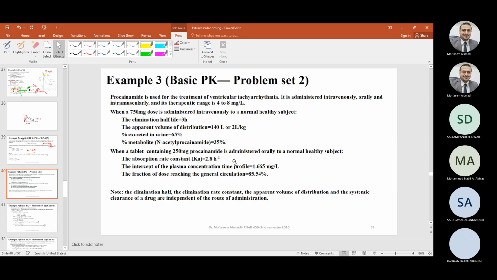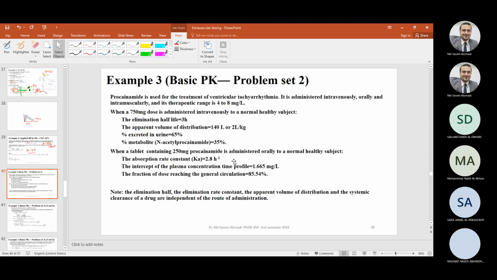We have seen this example before. I think it was example 5 in the chapter by IV Wallace. Procainamide is used for the treatment of ventricular tachyarrhythmia. It is administered intravenously, orally, and intramuscularly. There we talked about the intravenous route, right? Here we talk about the oral.